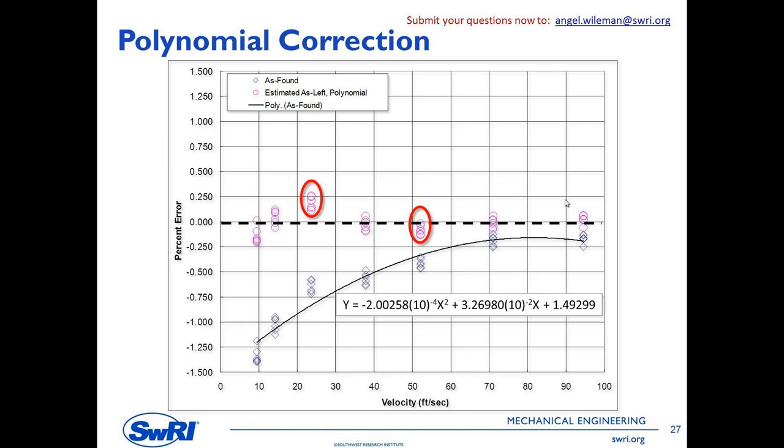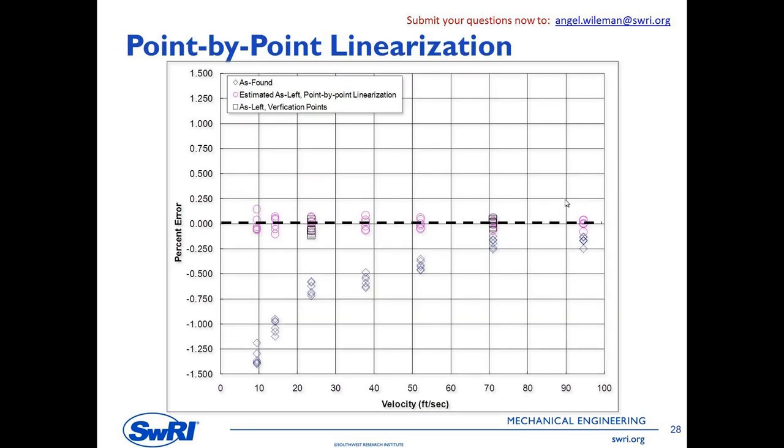So that's one of the downsides with polynomial. As I mentioned, point-by-point linearization is the most common way of doing things these days. Basically, you take each point and you shift that point so that it becomes a zero. So what I'm doing is drawing a straight line between each and every one of these calibration points. In this case, you can see the black squares just barely. Those are the points that were done after this point-by-point linearization was applied to the meter.